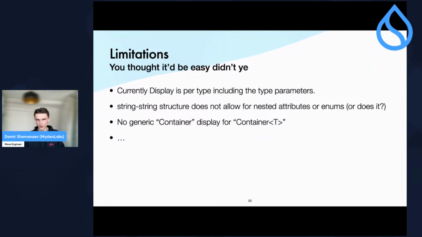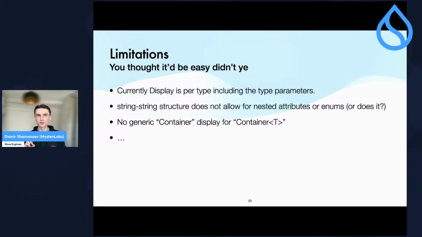So there are limitations, because the display is per type. We're just starting. It's just the first implementation. It hasn't really been updated since some time before mainnet. So currently, display is only one per type. So there is no way to, for example, define a generic container, even though the type definition is Container<T>. There's a whole set of approaches for how we could approach this, but we just haven't gotten a chance to get to it just yet.